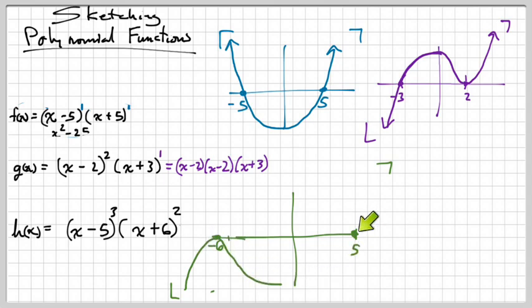All right. So when I get to that 5, what am I going to do? We have a multiplicity of 3, and it's odd, so that means we're going to go through it. Now, because it's 3, it's going to look slightly different than when it was 1. Because when it was 1, it just goes straight through it. But when it's 3, it does a little jig.